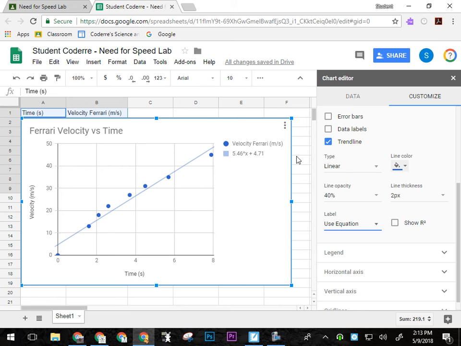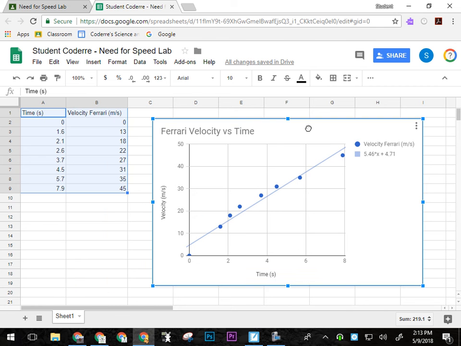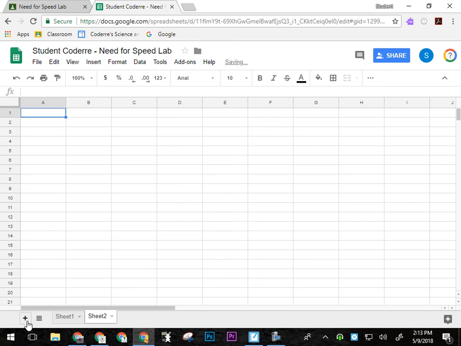So I've got one of my graphs. I'm just going to close that up now. That graph is good. I need to make 5 of these. Remember there are 5 cars. I'm graphing 5 different cars. So I'm just going to click and drag this a little ways out of the way. See, there's a plus indicator down near the bottom here. That's going to add another sheet, and on that sheet I'm going to graph the next car. So I'm going to click add sheet.